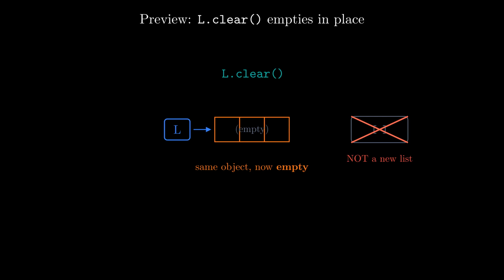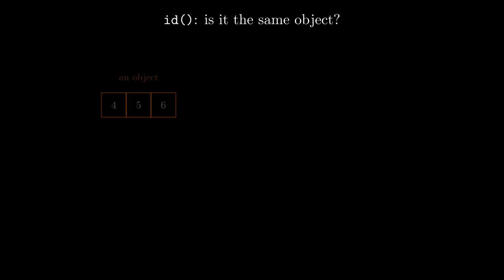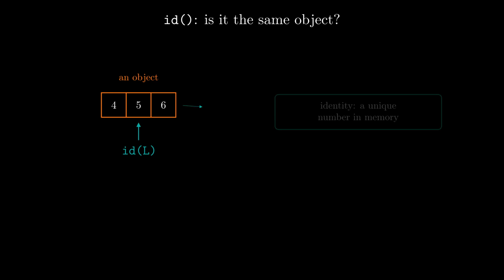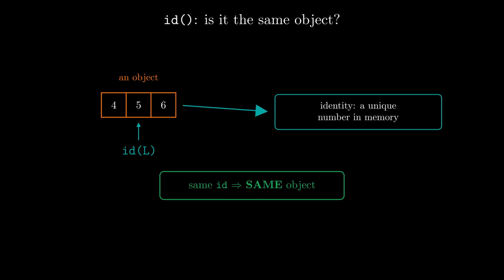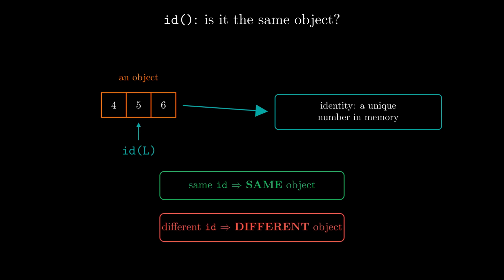It reaches into the one you already have and wipes it out. How can we prove an object is the same object, and not a new one wearing the same name? Python gives us a tool, the function id. Calling id on an object returns its identity, essentially its address in memory, a number that uniquely tags that one object. If two moments show the same id, it is literally the same object. If the id changed, you are looking at a different object.